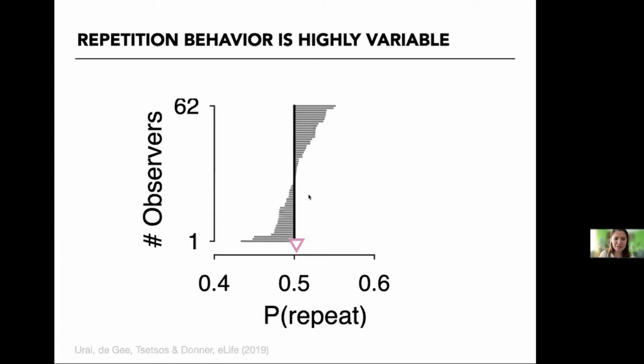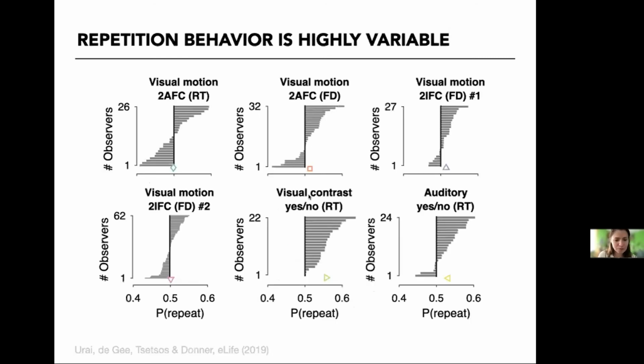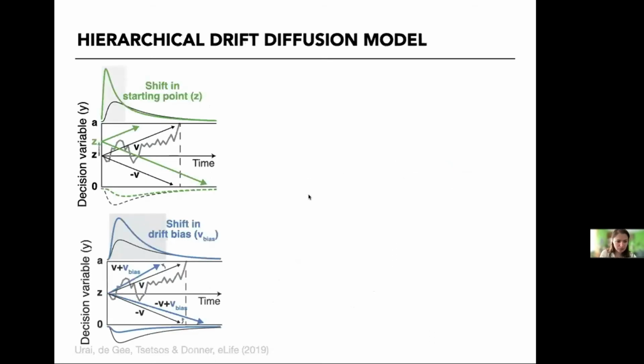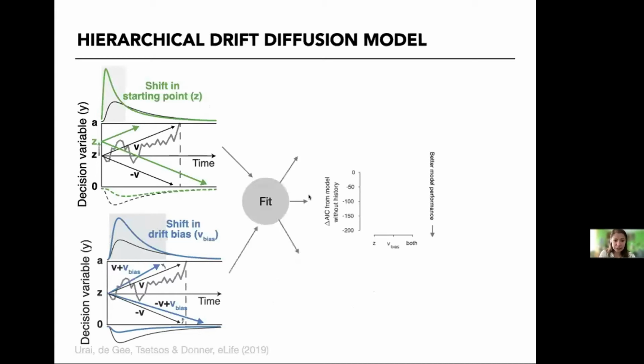And this means that if you only look at the group average and not at these individual differences, you can easily miss an effect like this, which I think is another lesson that it can be super helpful to look into individual observers in your data sets. And we saw this heterogeneity across these six different data sets. I then could fit these two models, as I said, using this diffusion model framework to all the data.